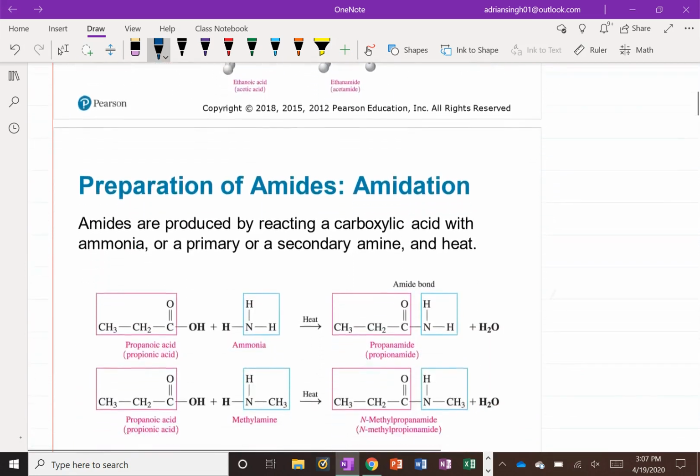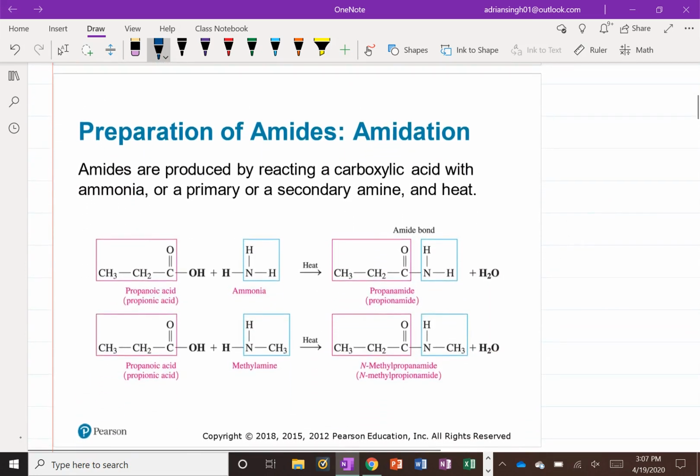So the way that amides are made is by a process called amidation, just like the process by which an ester was made was called an esterification. So amides are made by reacting a carboxylic acid, and we're going to combine that now with either ammonia or either a primary or a secondary amine, and we're going to need a little bit of help with some heat to get that reaction happening.